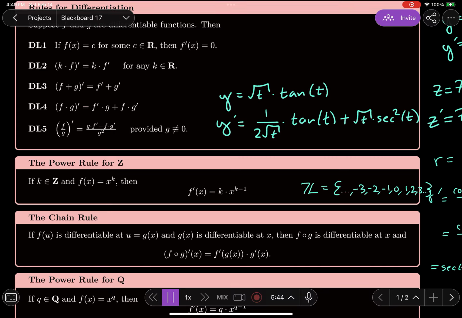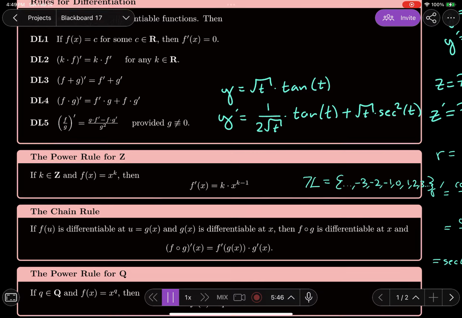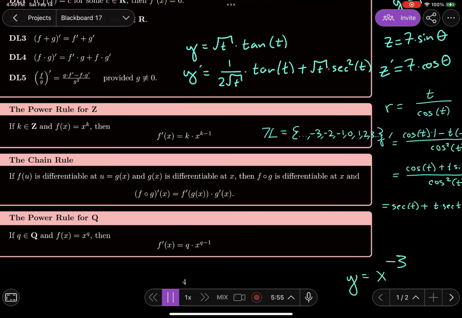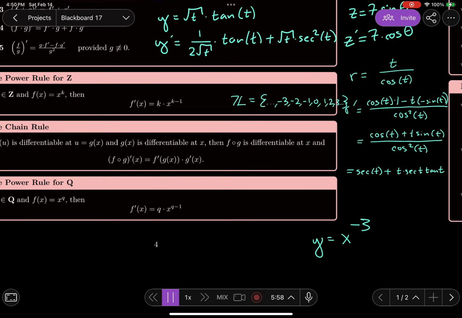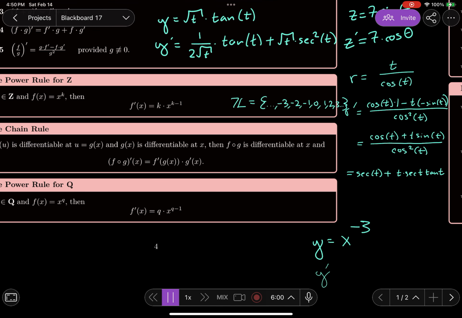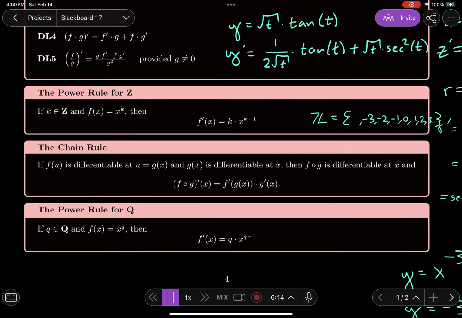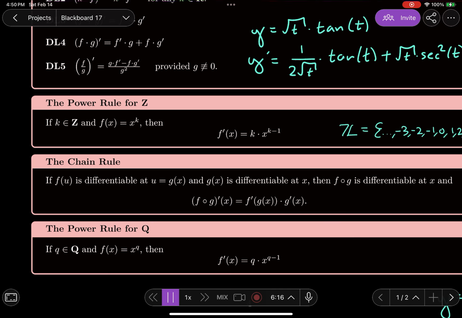For instance, we now know how to take derivatives of things like, if I had y is equal to x to the -3, we know that because of this power rule for the integers, that I can just do the typical power rule, same story: y prime is equal to -3 times x to the -3 minus 1, but that's -4. So we expanded the power rule to the set of integers.